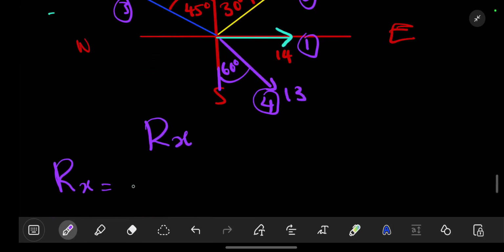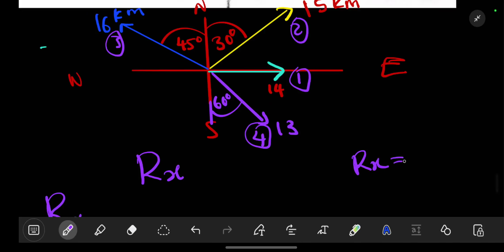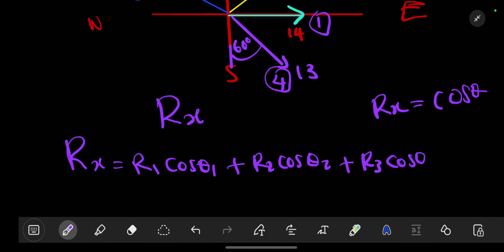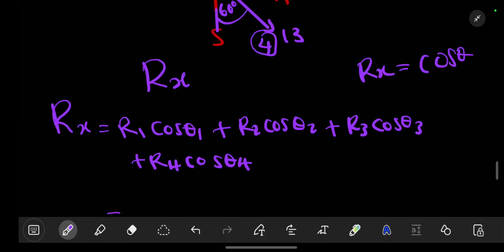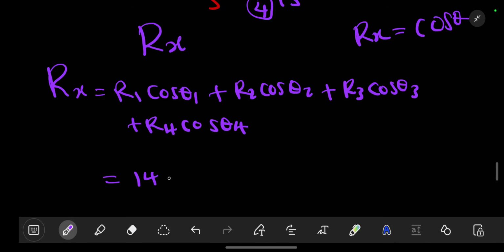So we can say this will be, let's call this one as our resultant number 1, and remember Rx is associated with the cos, then Ry is associated with sine. So all we are going to say is R1 cos of theta 1 plus R2 cos of theta 2 plus R3 cos of theta 3 plus our R4 cos of our theta 4, like that. So our R1, what is our radius, our distance number 1? Distance number 1 is 14.